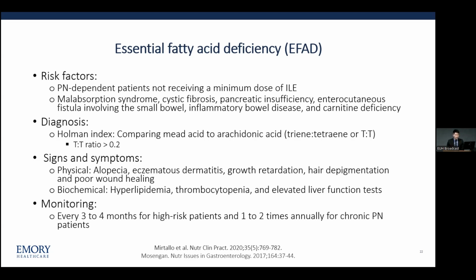The physical signs and symptoms that you can see with EFAD would eventually be alopecia, eczematous dermatitis, growth retardation, hair depigmentation, and poor wound healing. Biochemical signs and symptoms would include hyperlipidemia, thrombocytopenia, and elevated liver function tests. Monitoring is every 3 to 4 months for high-risk patients and 1 to 2 times annually for chronic home PN patients.